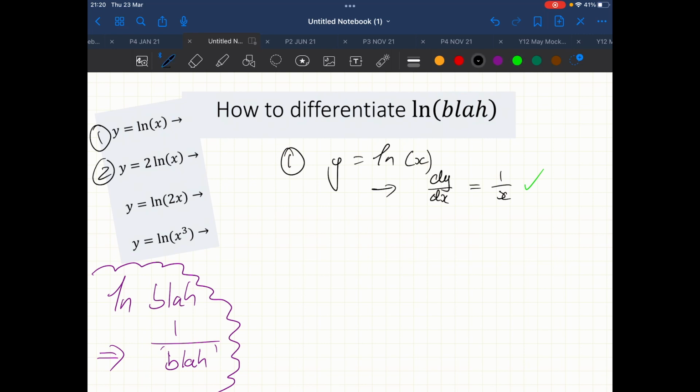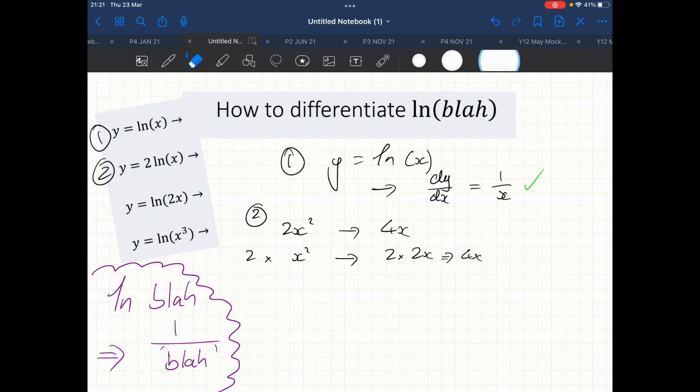So how are we going to handle number 2? We've got a 2 at the front. In general, when we differentiate with numbers at the front, we just keep them out of the way and put everything back later. Let me show you what I mean. If you differentiated, say, 2x squared, you would say 4x. But a different way you could have thought about it is to leave the 2 over there, differentiate the x squared to get 2x, and put the 2 back, so it would also be 4x. We're going to use that idea as well.